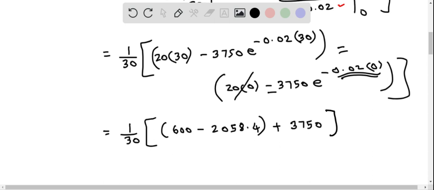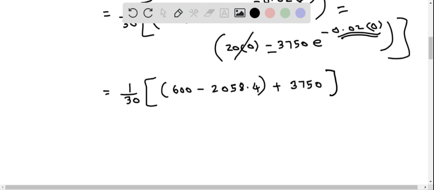So we can simplify this, and we just have to add these two quantities and subtract this quantity, and then finally we divide by this 30. So when you do that, we get the approximate average temperature. So we get 76.4 degrees centigrade. So this is the average temperature of the coffee during the first half an hour.